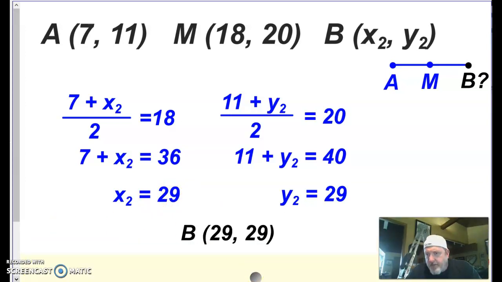Now again, I don't want to mislead you here. x2 and y2 are not always going to end up being the same number. That's just unique to this particular example. But since we found x2 and y2, we can now write point B as 29, 29. So again, that was unique to this problem. They don't always end up being the same. But again, you use your midpoint formula. In this case, we're solving for the missing point instead of solving for the midpoint itself.